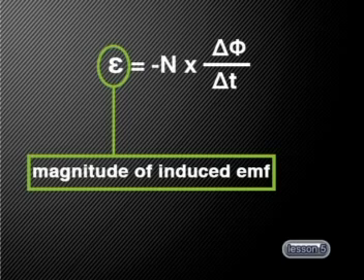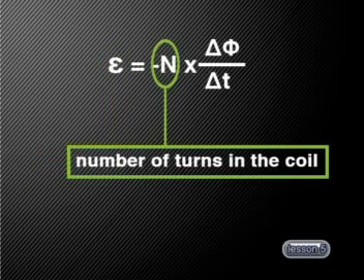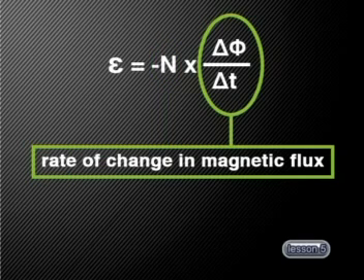Now it is interesting that Lenz's law is actually contained in the full mathematical expression of Faraday's law. Up until now, we have used Faraday's equation to work out the magnitude of the EMF. Let's have another look at the complete equation. Remember, the E stands for the induced EMF. The N stands for the number of turns in a coil, and the delta phi over delta t stands for the rate of change in magnetic flux.